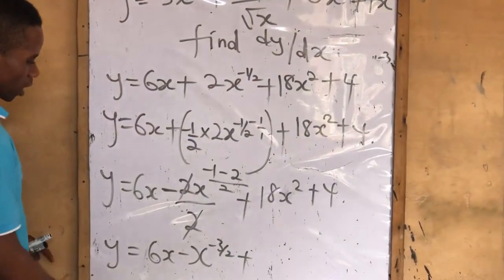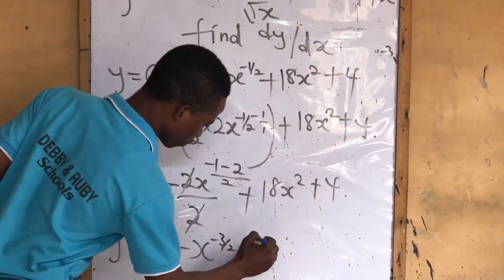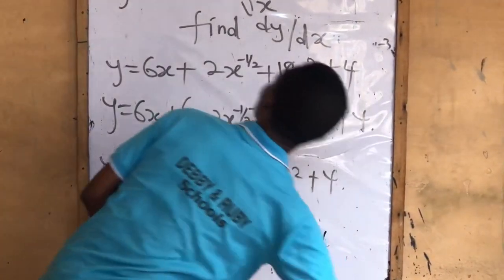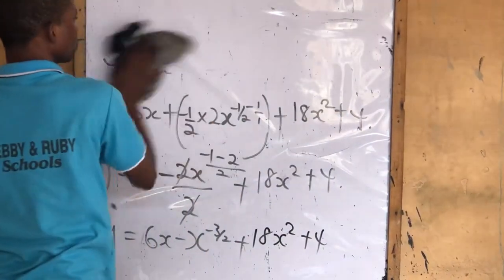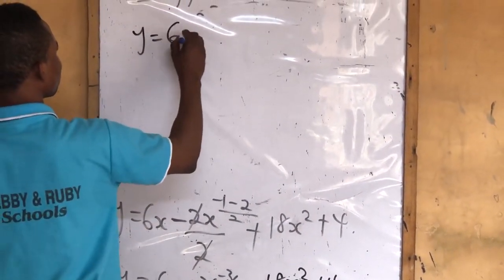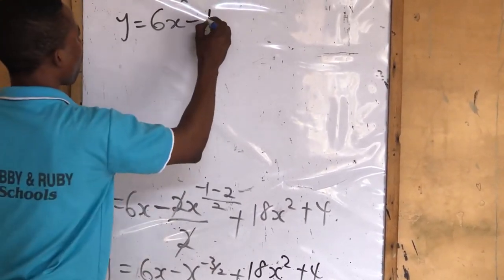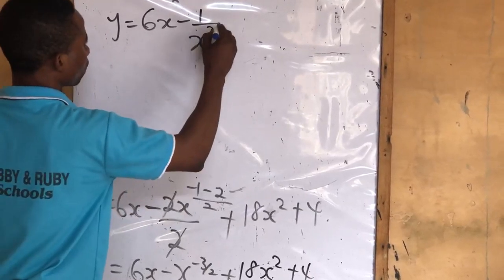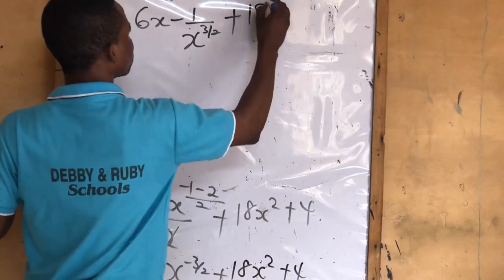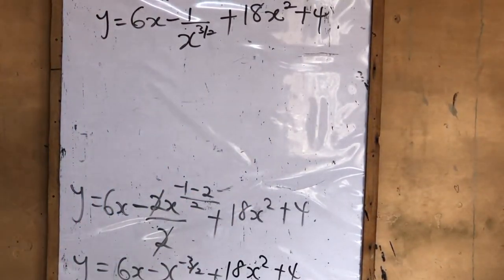Now, I stopped here on part 1 because I've differentiated this, if you were with me, plus 18x squared plus 4. So the final answer is going to be y equals 6x minus, and if you want this minus to go, just say 1 all over x raised to power 3 all over 2. Now, according to our law of indices, plus 18x squared plus 4. So that is the final answer.